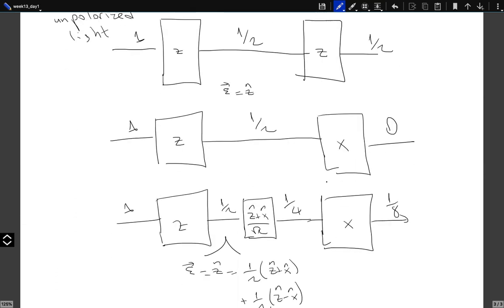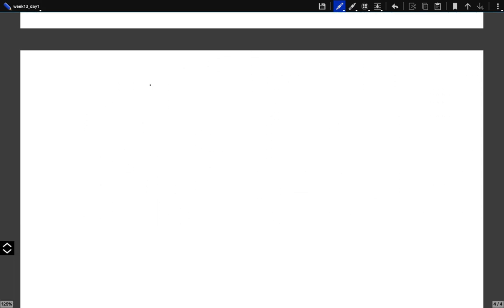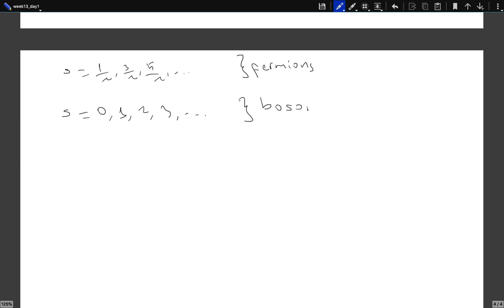Now, the spin also allows us to classify these particles. There are those particles whose spin is 1/2, 3/2, 5/2, etc., and those particles whose spins are integers: 0, 1, 2, 3. They're also given names. If the spin is half integer, they are called fermions. And if the spin is an integer, they are called bosons.